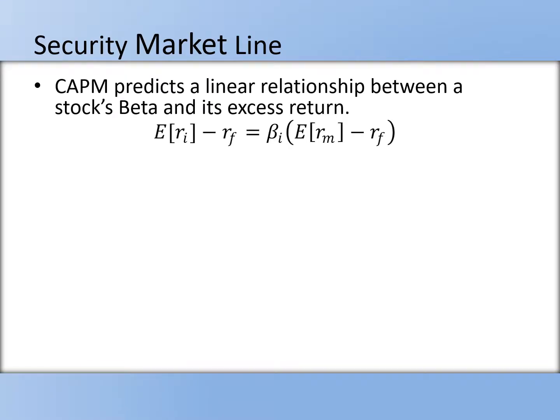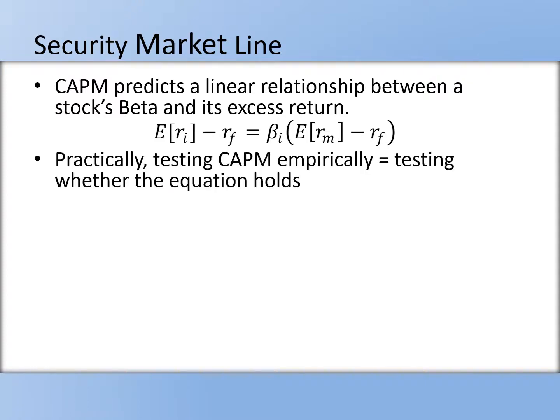Okay, so once again, we have this relationship. In this case, I just have the risk-free on the left-hand side, but it's the same idea. CAPM predicts a linear relationship between a stock's beta and its excess return. Practically, testing CAPM means testing whether the equation holds.